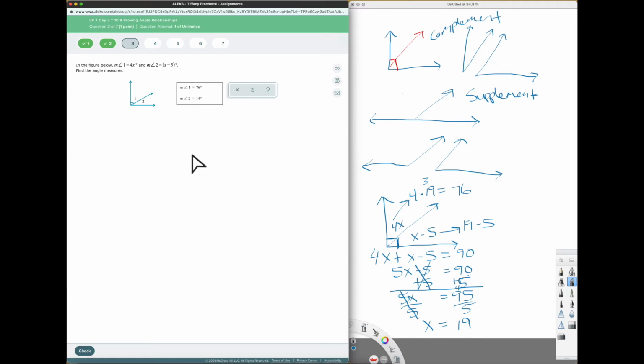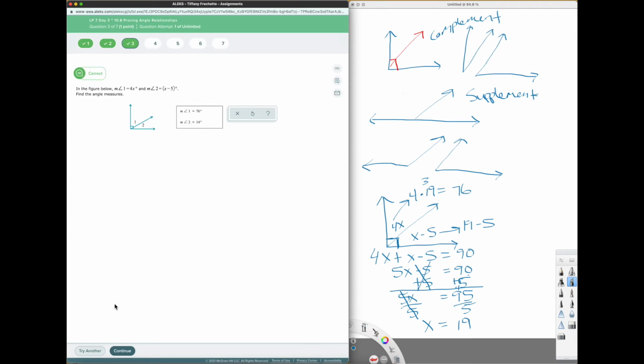And again, these angles do not look quite right to me. They may be a little close, but I don't think this is a 14-degree angle. It's a little bit big actually for a 14-degree angle.